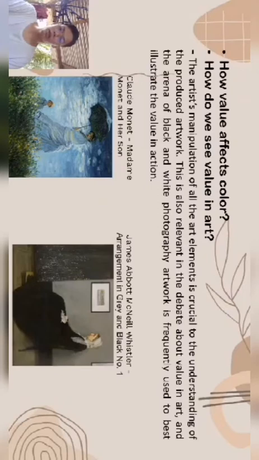The artist's manipulation of all the art elements is crucial to the understanding of the produced artwork. It is also relevant in the debate about value in art, and the arena of black and white photography artwork is frequently used to best illustrate value in action. It is here that one can best visualize how the infinite variation of gray suggests planes and textures, and how through this, the idea of value to find true contrast is achieved.